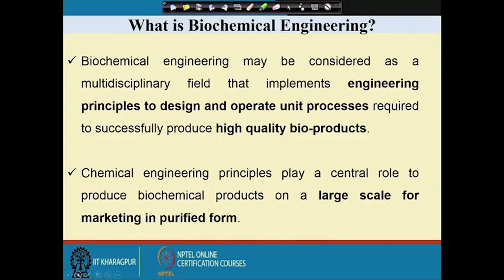Now, next is biochemical engineering. What is biochemical engineering? Biochemical engineering may be considered as a multidisciplinary field that implements engineering principles to design and operate the unit processes required to successfully produce high quality bioproducts.